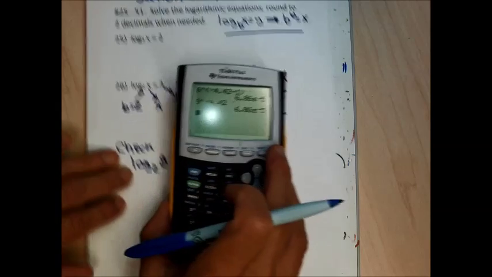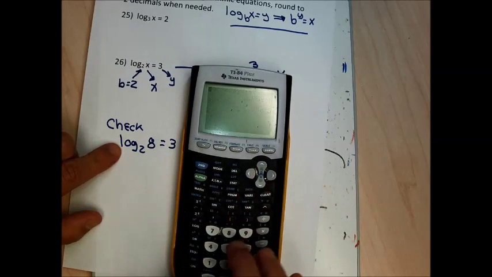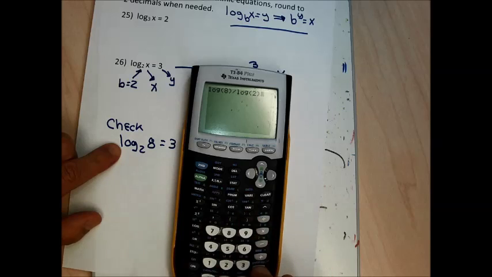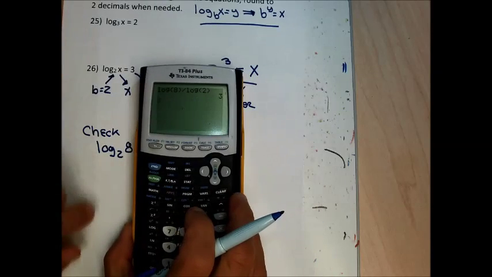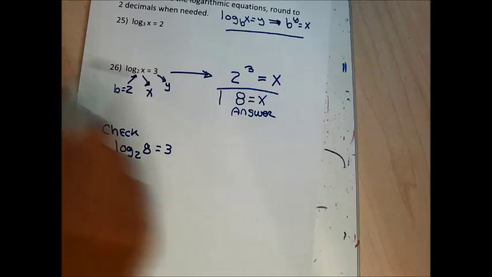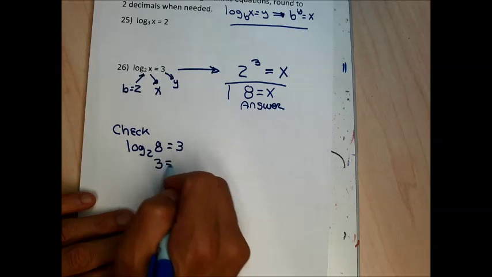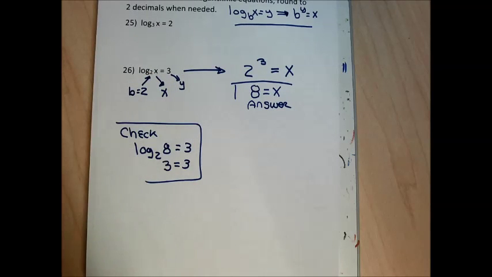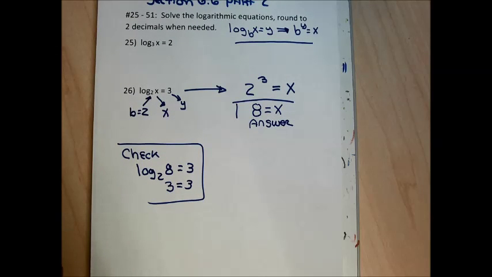When I go to check this, I'm just going to use the change of base formula and do log of 8 divided by log of 2 on my calculator. If it gives me 3, which it did, I know that my answer is correct, because the original problem had a 3 on the right-hand side, and when I put my answer into the left-hand side, it matches up, so my answer is correct. I thought immediately I was going to need a 2 decimal answer, but that's not the case here.